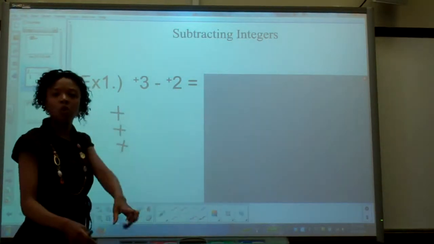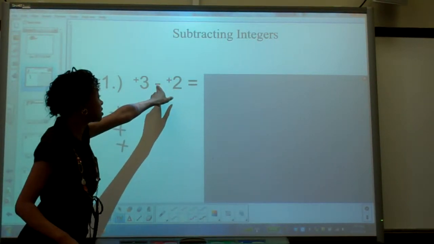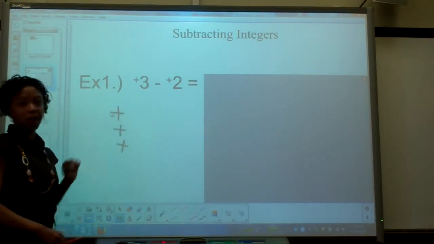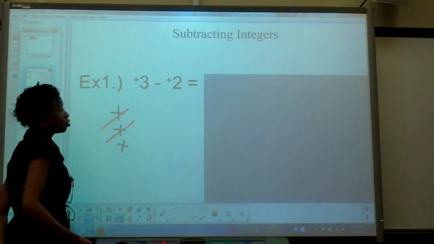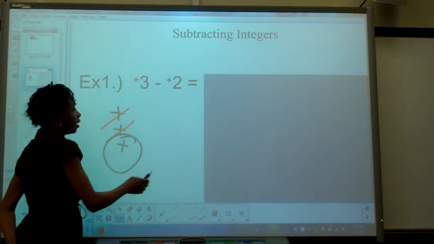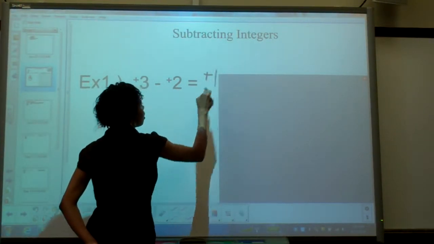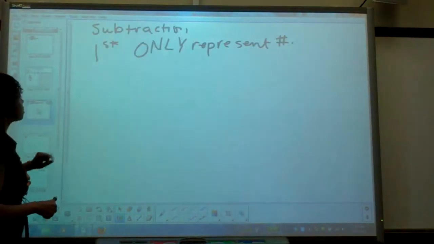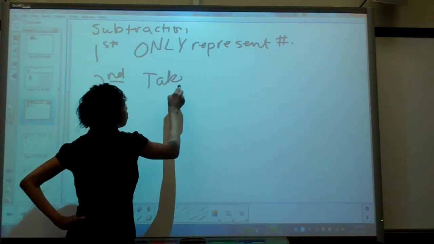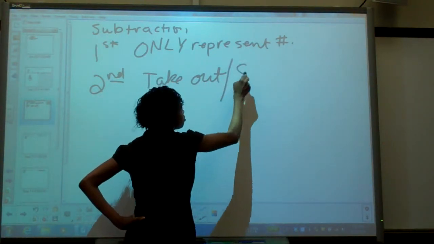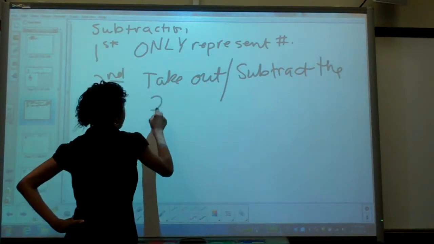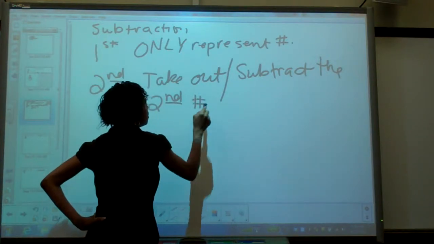And it says minus, or take out, remove, subtract what? 2 positives. So let's take out 2 positives. Are there 2 positives to take out? Yes. There's 1, there's 2. The final answer should be in the same charge, and it is. What's left? A positive 1. So the second thing is to take off, or take out, in other words subtract, the second number. And we did that here.